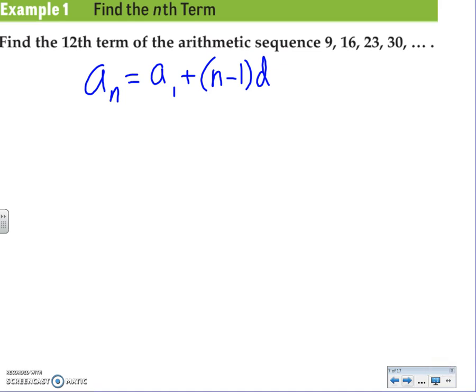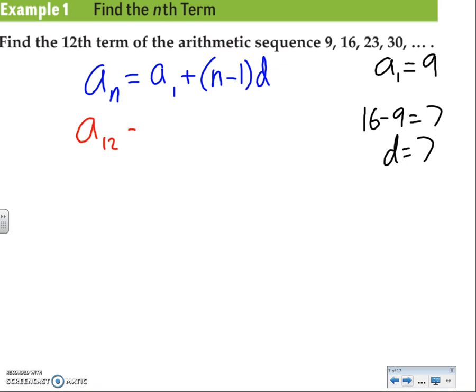Well, thankfully we know a sub 1 is the first number, which is 9. To find d, the common difference, we have to subtract. So it'll be 16 minus 9, that's 7, which is our d, so d equals 7. And you could do 9 plus 7, 16, 16 plus 7 is 23, 23 plus 7 is 30, 30 plus 7 is 37, 37 plus 7 is 44, and so on, but that takes way too long to count. So we'll just fill in the formula. So we're trying to find the 12th term.